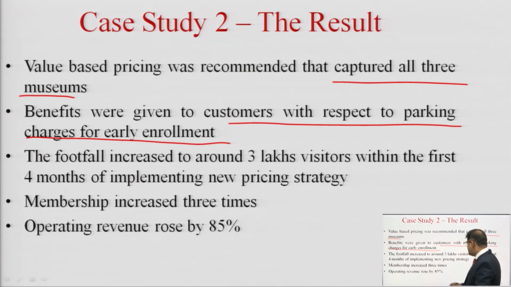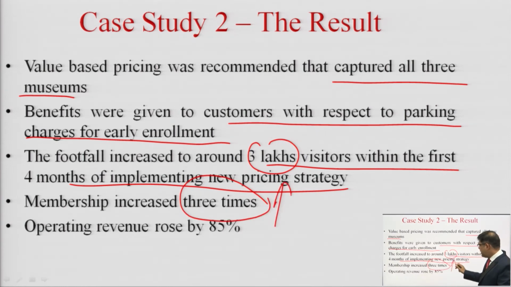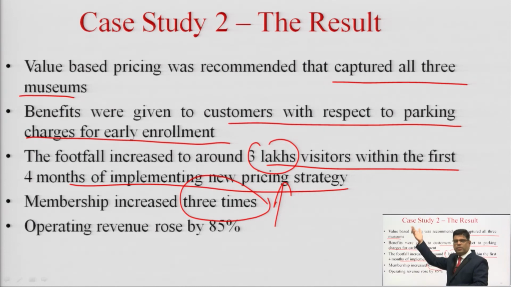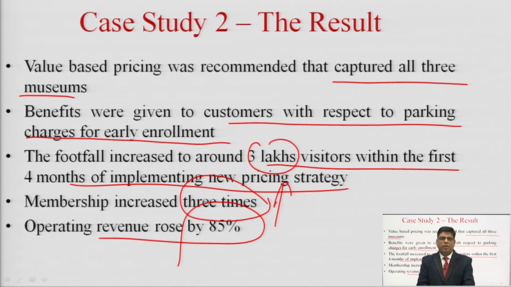Then the footfall increased to around 3 lakh visitors within the first 4 months of implementing the new pricing strategy. So, it actually shot up the number of footfalls, to around 3 lakhs within the 4 months of implementing the new strategy. Membership increased threefold. This is an extremely encouraging result: the membership of all three museums went threefold, and the operating revenue rose by 85%. So, 85% is a very substantial amount, and the operating revenues grew.